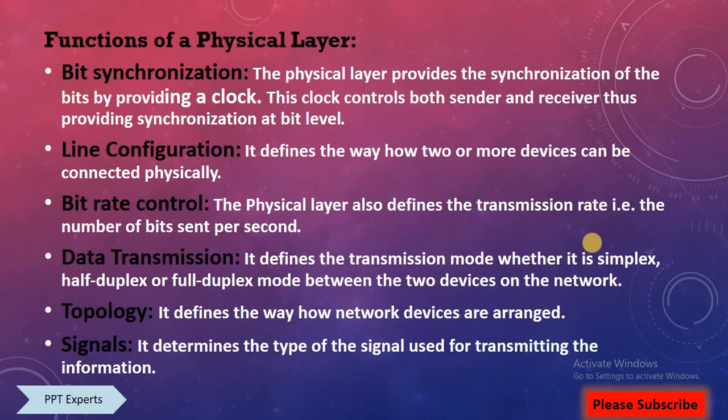Now we'll see the functions of physical layer. Bit synchronization is the main function of physical layer. Then line configuration, how to connect two or more devices together. Next is bit rate control, which controls the number of bits per second. Next is data transmission, the transmission of the data, in which mode it is to be transmitted. Next is topology, it defines the way how network devices are arranged. Last is signals, it determines the type of signal used for transmitting the information. So all these are the functions of physical layer.